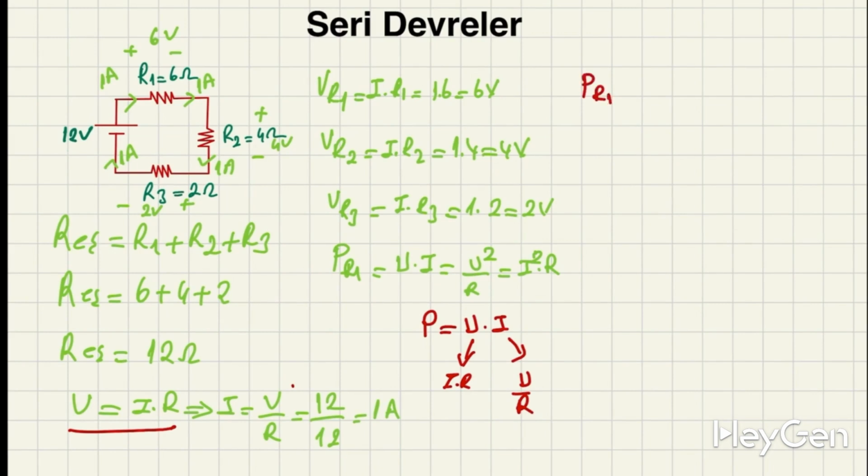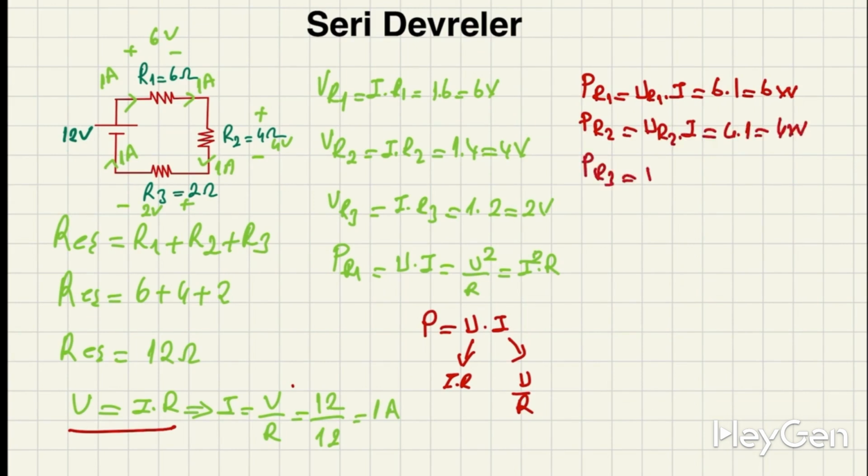PR1 equals, we say it's U times I, that is VR1 times I. What was VR1? 6. Since the current is 1, we say it's 6 watts. What about our PR2? U times I equals 4 times 1 equals 4 watts. PR3 equals VR3 times I, from 2 times 1. We say it's 2 watts.